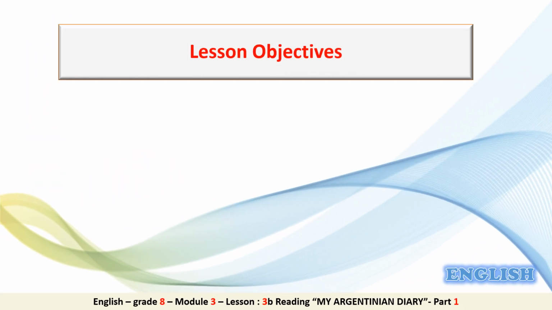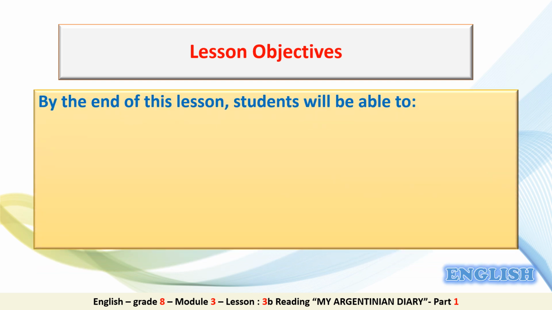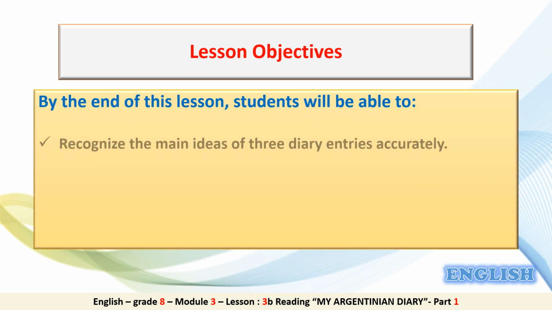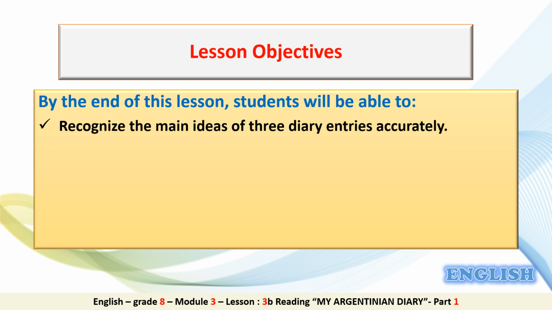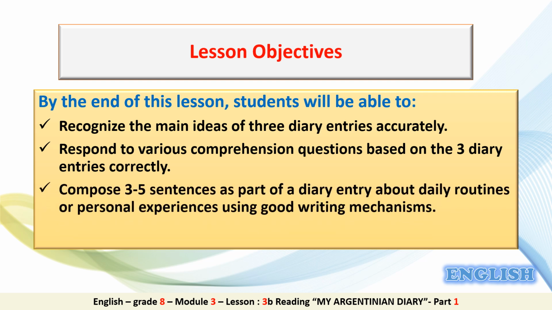As for today's lesson objectives, we are going to cover 3 main objectives. By the end of this lesson, students will be able to recognize the main ideas of 3 diary entries accurately, respond to various comprehension questions based on the 3 diary entries correctly, and compose 3 to 5 sentences as part of a diary entry about daily routines or personal experiences using good writing mechanisms.